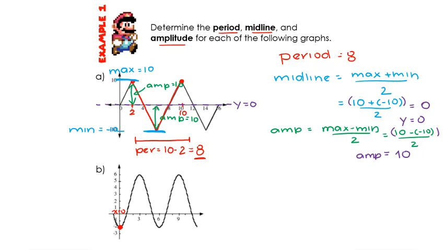Now I'm going to trace my graph and make sure that I end that cycle at the exact same height as where I started, which is going to be this point right here. And my end point is going to be x is equal to 6. So if I wanted to find the period, I'm just going to take 6 minus 0, which is going to give us a period of 6.